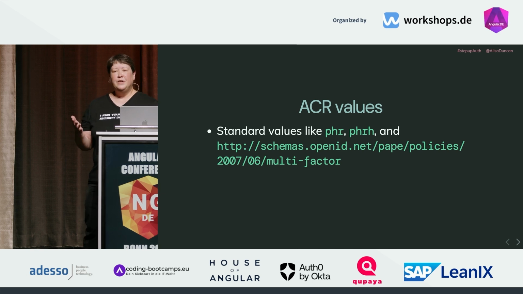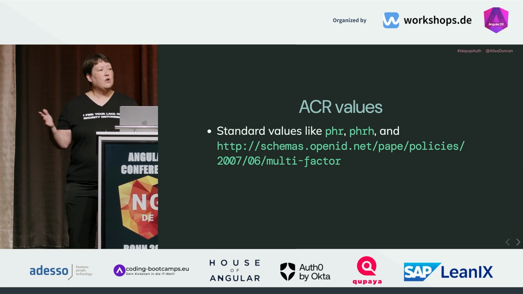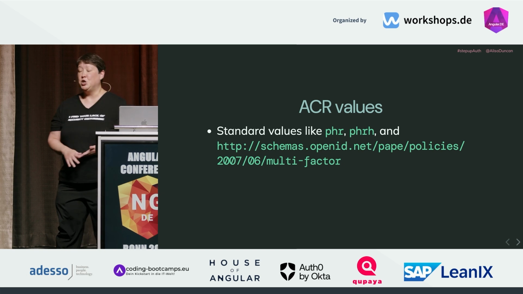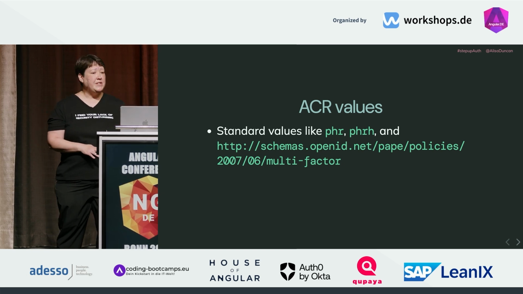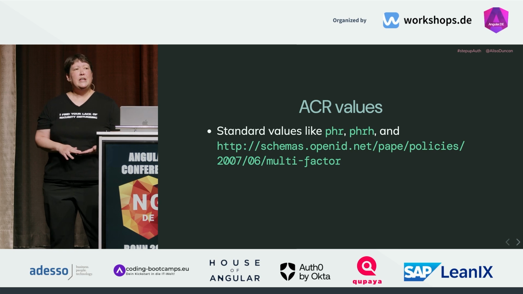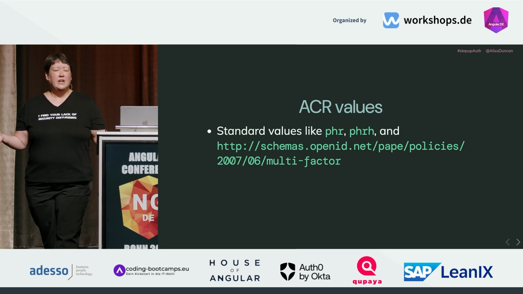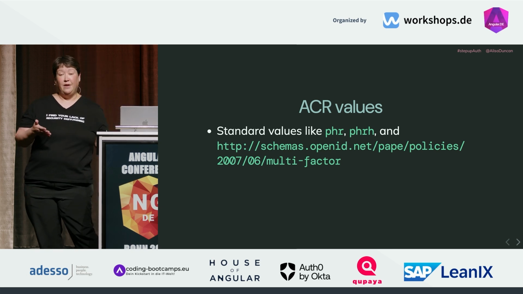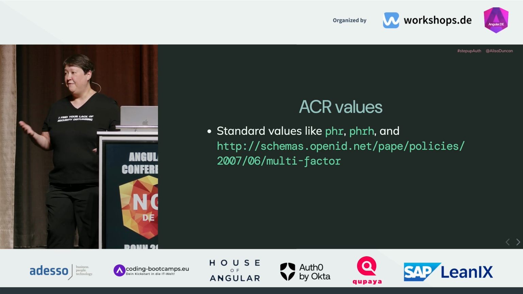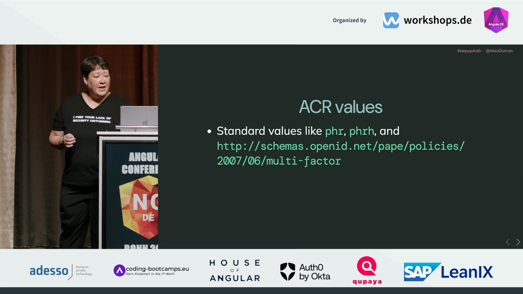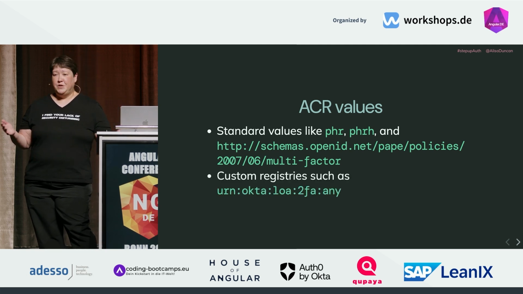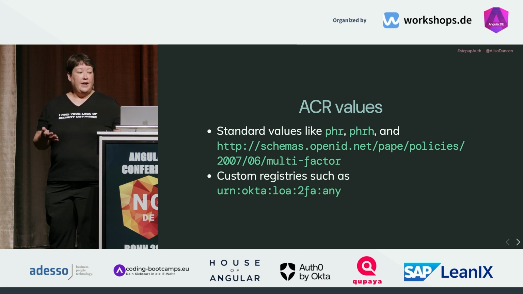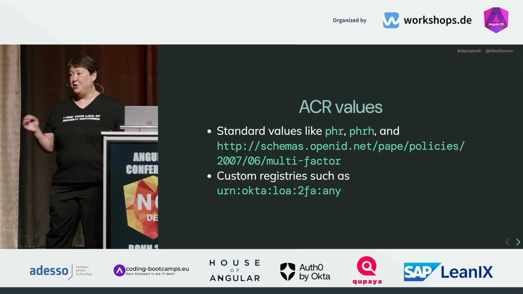Those ACR values could be a variety of different things. There are standard values for ACR, such as phr or phrh, which stand for phishing-resistant and phishing-resistant hardware factors. These would be your highest levels of assurance profiles, such as using a FIDO2 authentication device, hardware keys, passkeys, things like that. It can also be a standard schema, like this one that Auth0 uses for saying that it has to be a multi-factor authentication level. And then lastly, you can also have custom registries, such as this one that Okta uses, saying that the level of authentication, LOA, is any two factors.